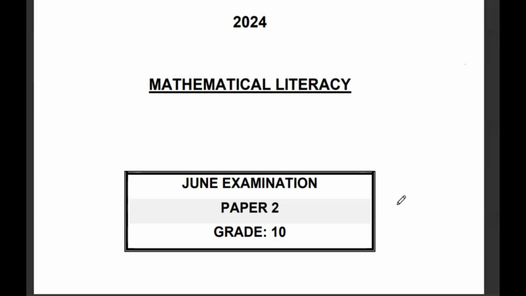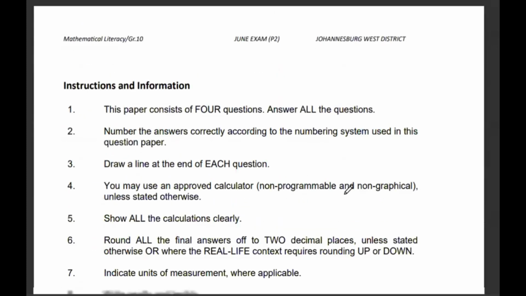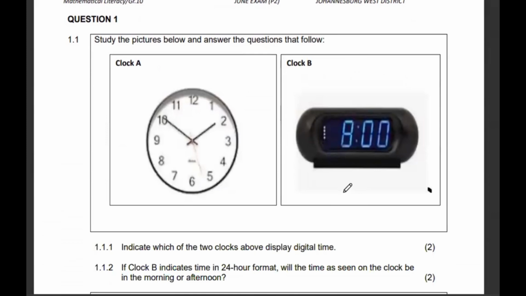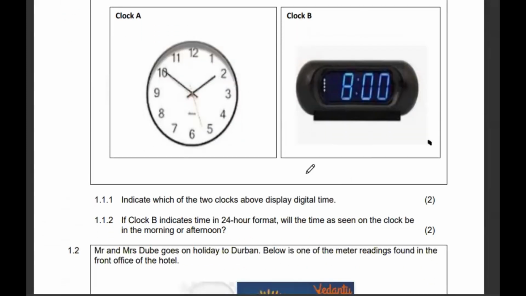All right, grade 10, let's look at mathematical literacy June paper 2, and let's see the corrections. Question 1. Study the pictures below and answer the questions that follow. We have clock A and clock B. 1.1.1, the question: indicate which of the two clocks above display a digital time. So this is analog. This is what we call the analog, and this is the digital time.